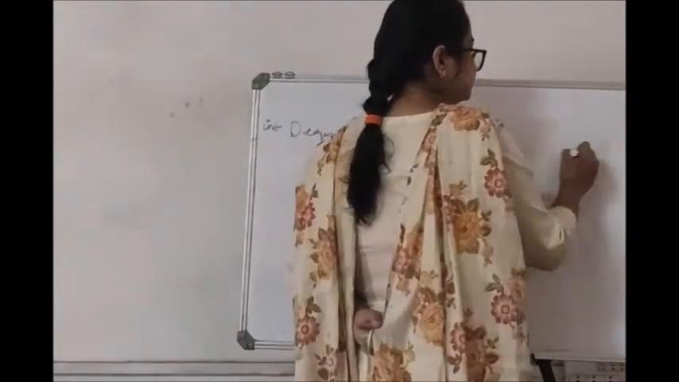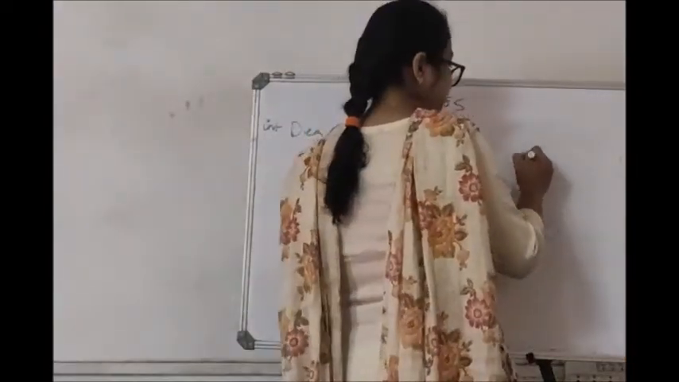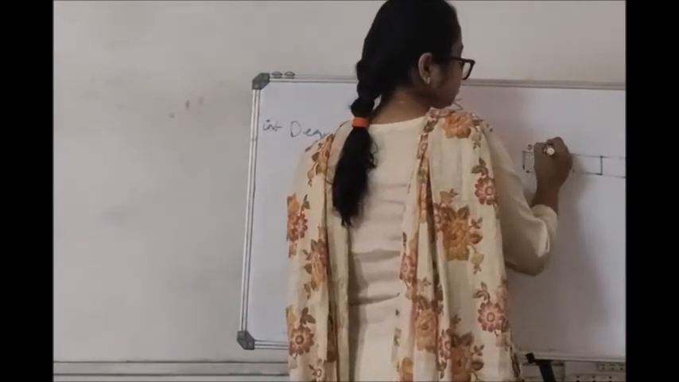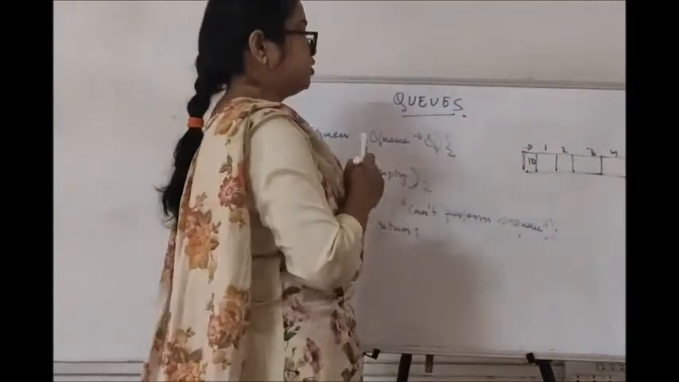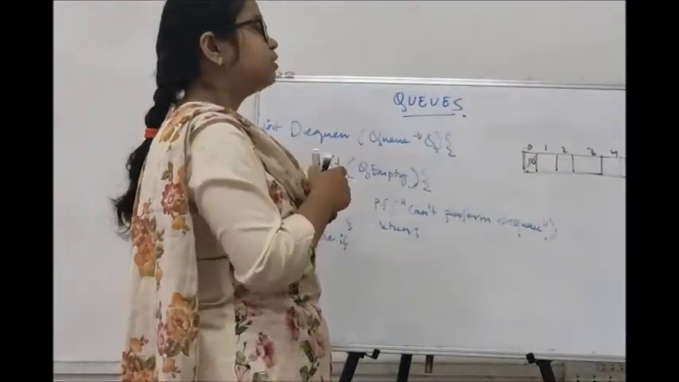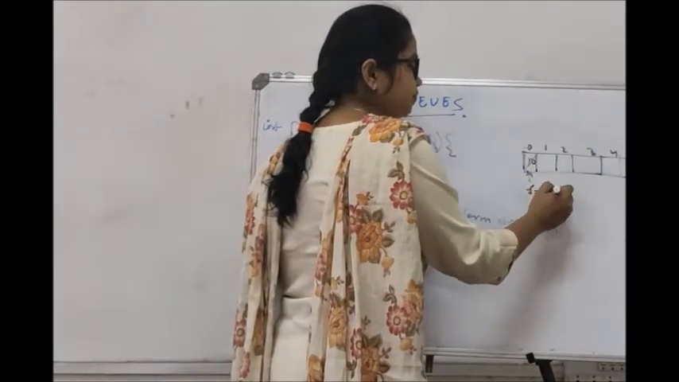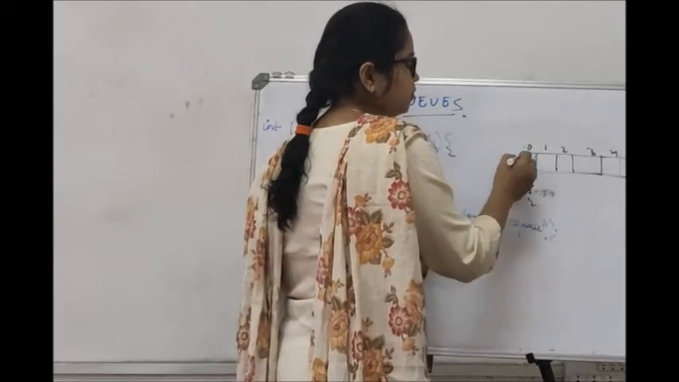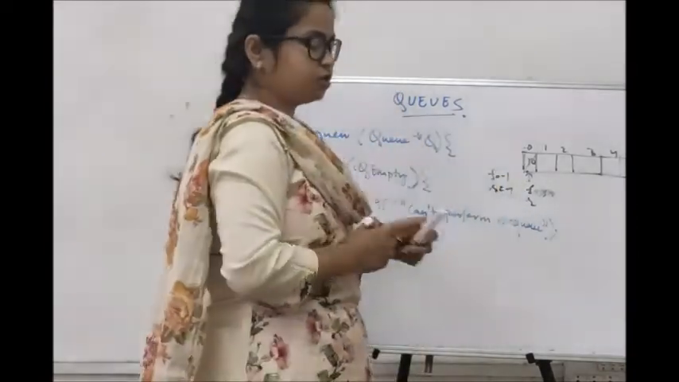If this is the case that there is only one element left, 0, 1, 2, 3, 4. So suppose this is 10, the only element left, and we want to delete it. Then what will happen? Front and rear were both pointing here. After deletion, front will be -1, rear will be -1. That is, the empty condition will be true.